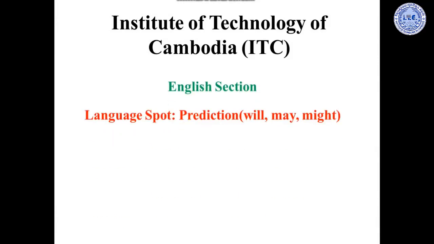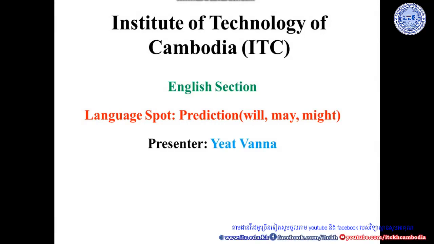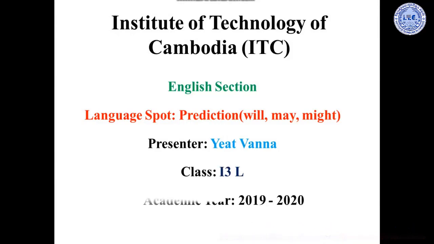Okay, so for today's lesson I'm going to present about language sport. It's in unit A. It's about prediction, where we're going to use the auxiliary modal verbs will, may, and might. For the presenter today, my name is Yeat Vanna, and our class is I3L for academic year 2019 and 2020. So let's talk about the content.